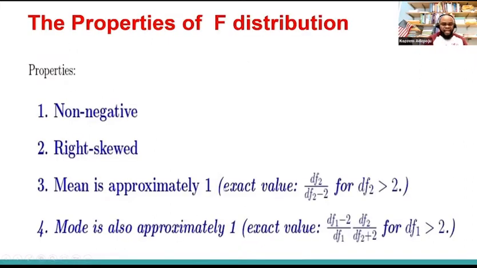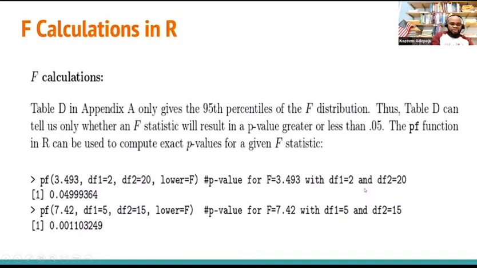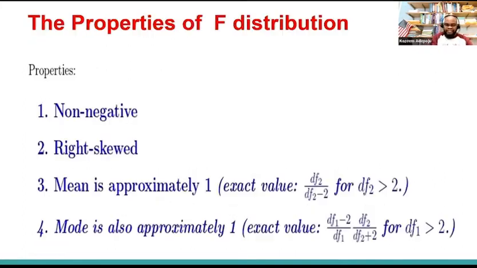Okay, and the mean is approximately 1. And the mode is approximately 1. And with the exact value for that, you know, for the degrees of freedom greater than 2, and so on like that.